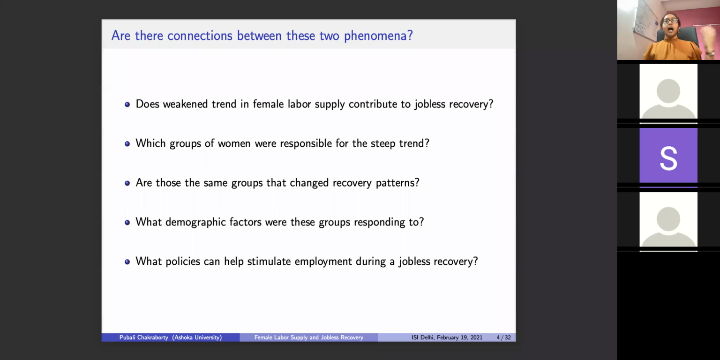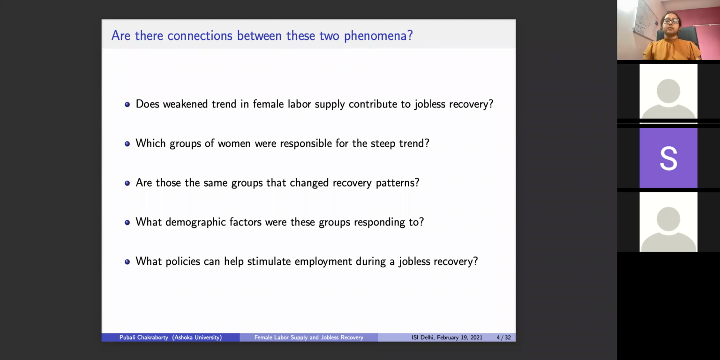Are those the same groups of women that have been showing brisk employment recoveries prior to 1990 and have changed their recovery patterns? What were the underlying demographic factors that have also changed around that time that these groups of women were responding to? And finally, whether the insight that I get from what I learn can help to think about some kind of policies that can stimulate employment during a jobless recovery now. So these are the questions I ask.